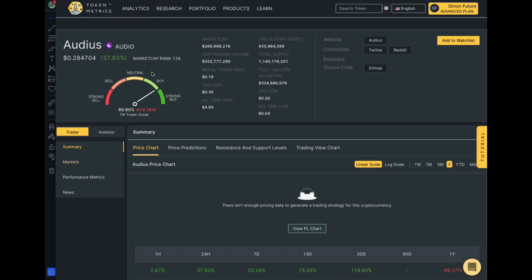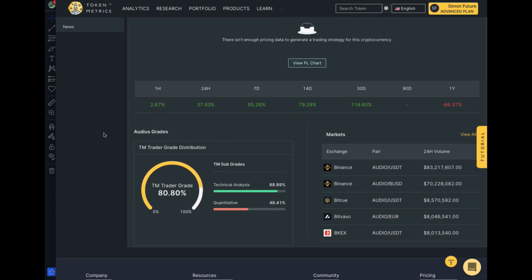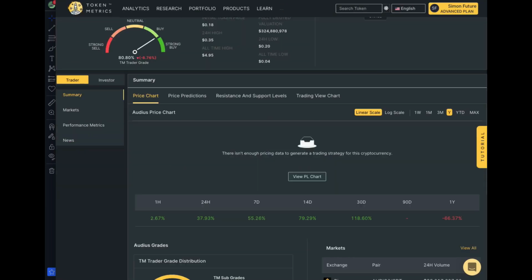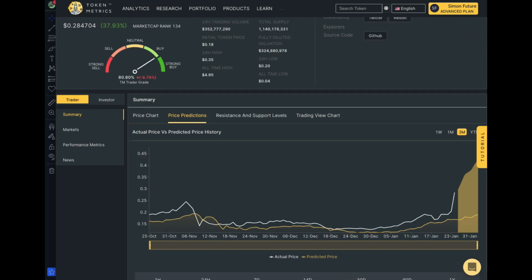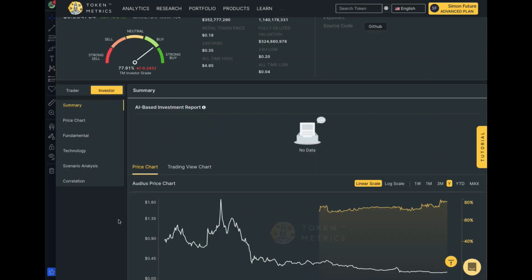Right now it's at a buy, with the Token Metrics TM Trader Grade at 80.8%, which is really high. And it's actually down 6.76%, so it must have been a strong buy a while ago. I know I made a video about it. I don't remember if I made it live or uploaded it or not. But I know I got in around 17 cents.